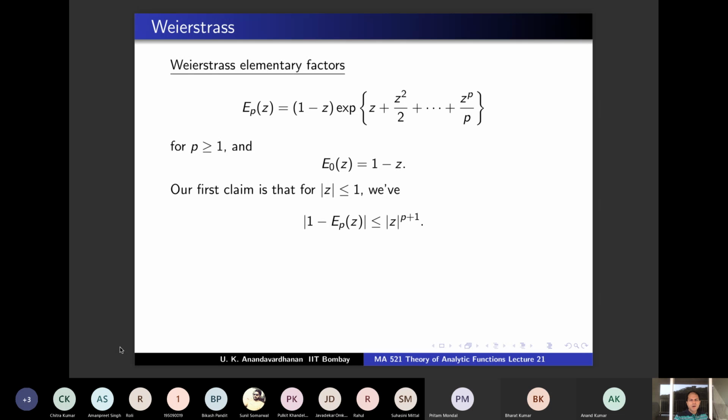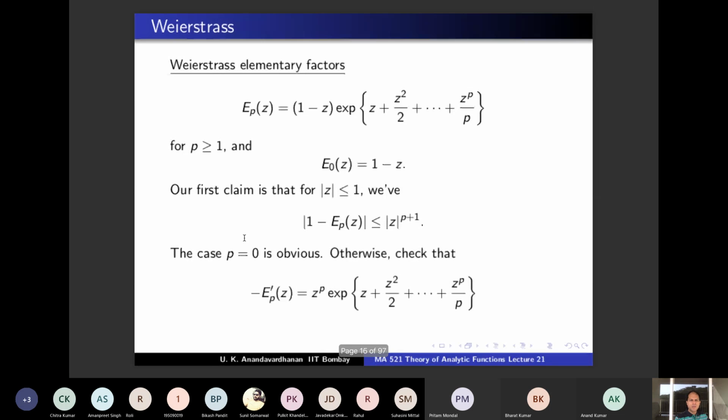Why is this true? This is easy. This is a small check that you do. You just differentiate this thing. So when p equal to 0, there's nothing to prove, right? It's obvious, because 1 minus E_0(z) is just z, so it is equal to mod z everywhere. So there's nothing to prove. So we can assume that p is not 0, in which case you check this. You just take the derivative, apply the product rule, and notice that minus E_p prime is the same thing times z power p.